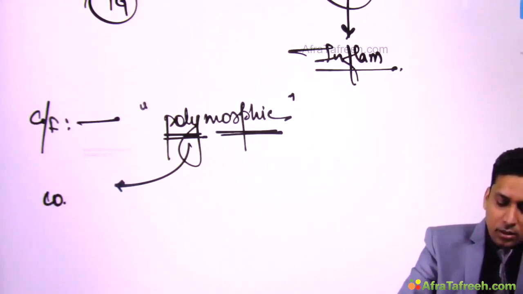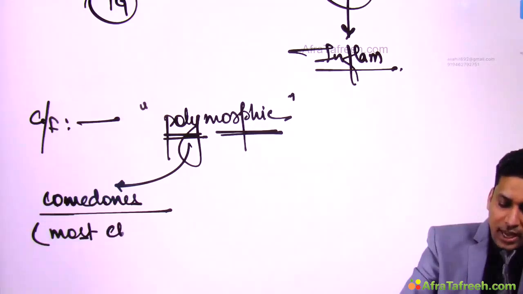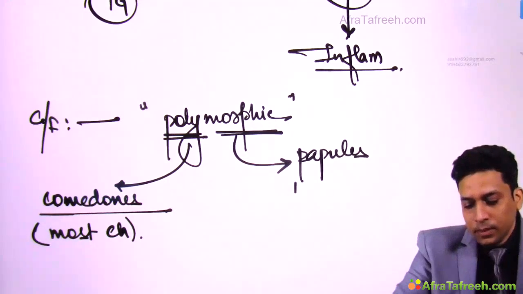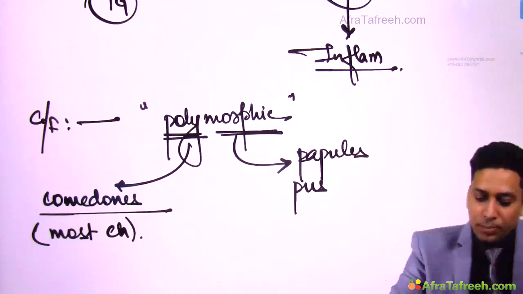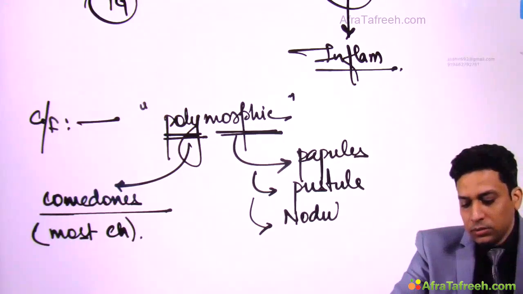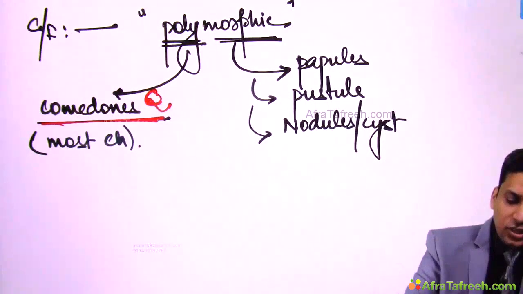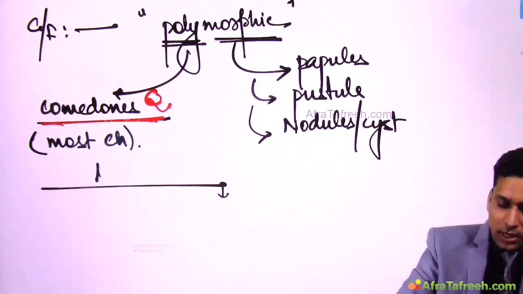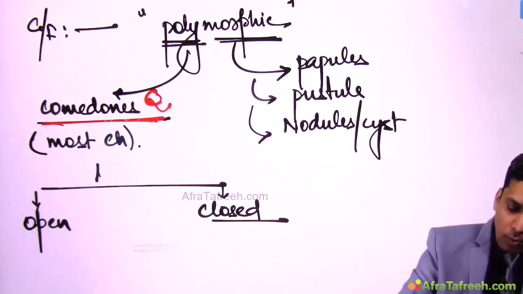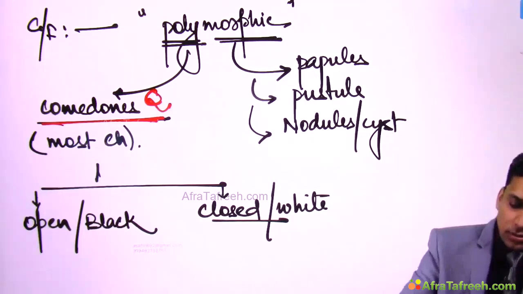These lesions can be comedons, which are the most characteristic lesions of acne, or they can be other lesions in the form of papules. Because there is bacterial proliferation, they can cause pustule formation. Sometimes they increase in size, become nodules or cyst. Now comedons are the most characteristic lesions of acne, and these comedons can be of two types, open and closed. Open are also known as black comedons, while closed are also known as white comedons.